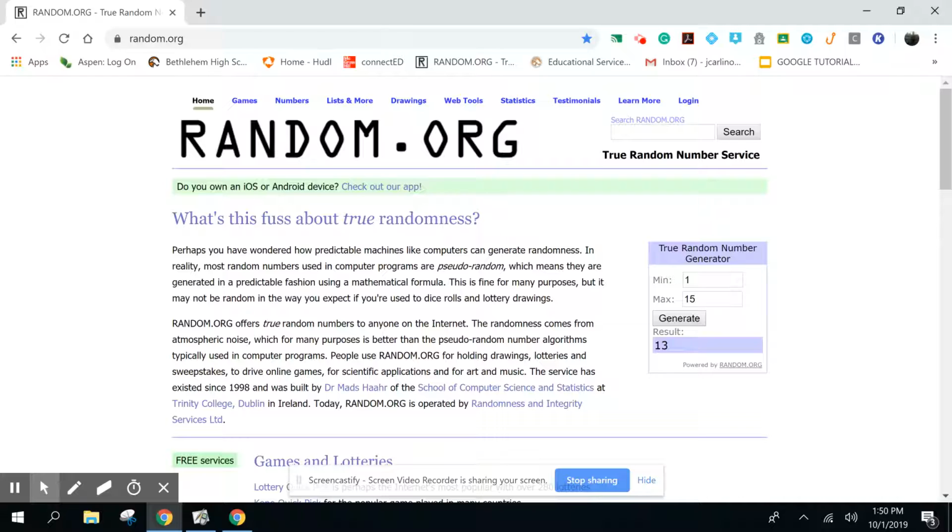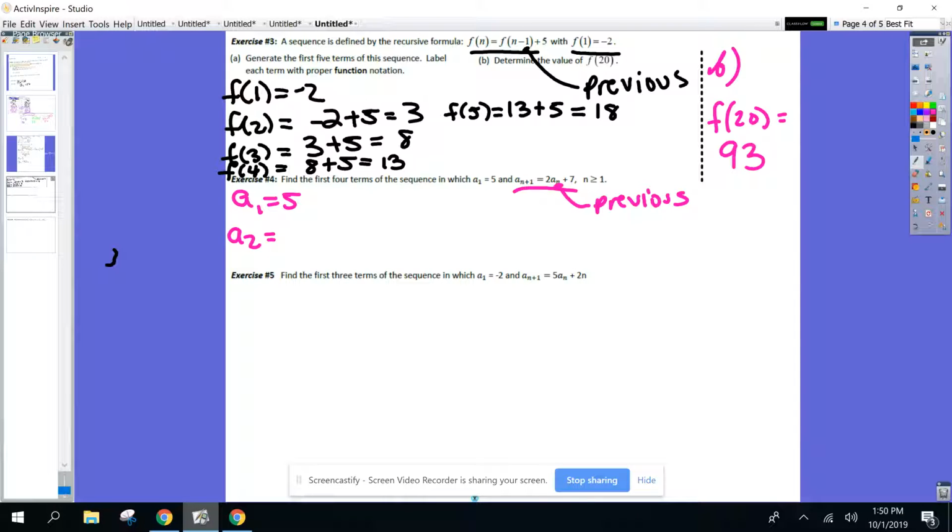13. Oh, good. Here we go. Okay, ready. So I'm going to find the second term of this sequence. I'm going to take 2 times the previous. What number am I plugging in? 5. And then adding. Done. 17.